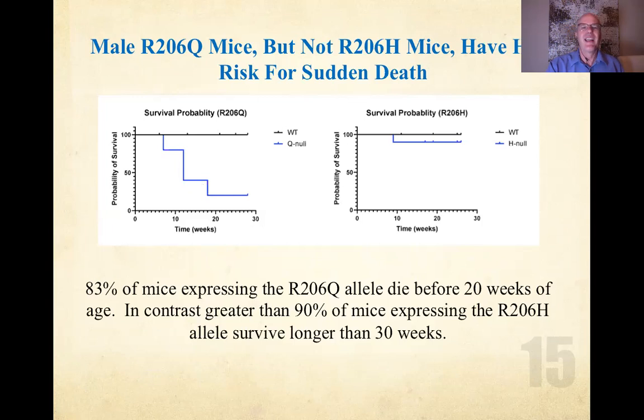And roughly 83% of the mice with the R206Q died before 20 weeks of age. We only saw one R206H mouse die, meaning that about 90% of the R206H mice survived longer than 30 weeks, and many of these mice are still going. So it illustrates that, at least in the males, the presence of the R206Q mutation does enhance the risk for sudden and unexpected death.